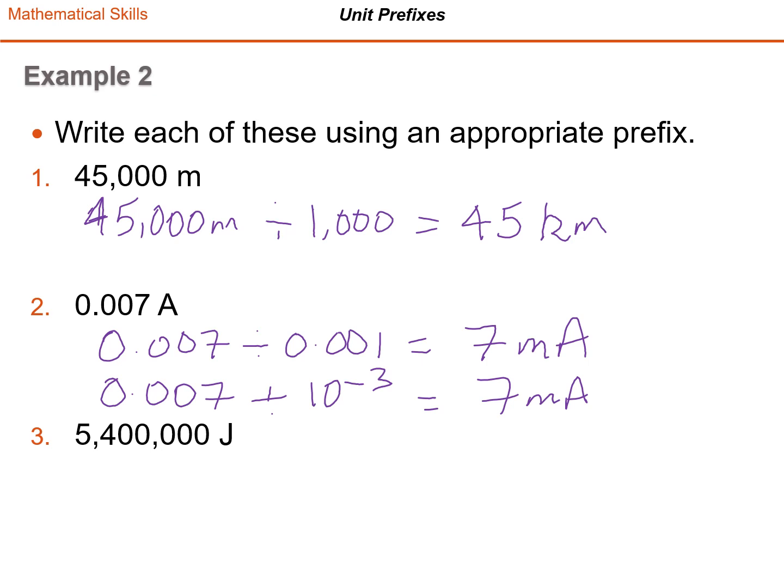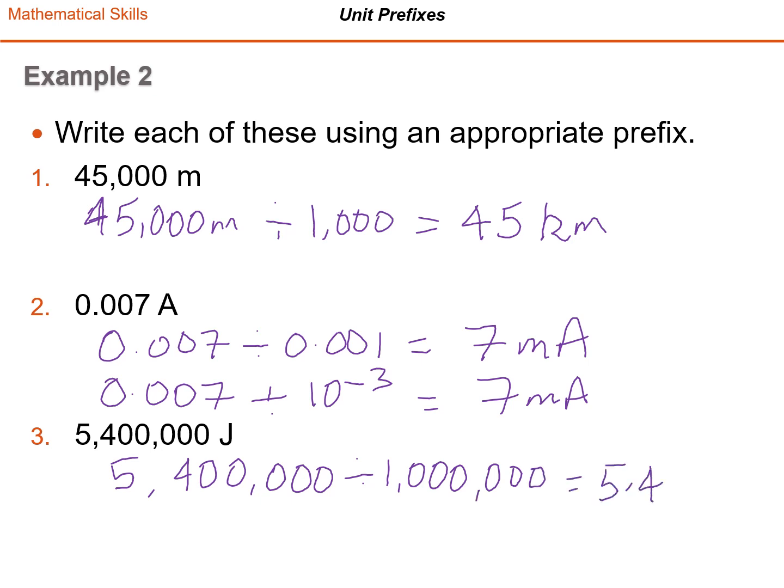So hopefully what you've realized here is this is around about a million. So we're going to do 5,400,000. I'm going to divide that by a million. And so that's going to be 5.4. And we remember that a million is represented by a capital M for mega. And so we've got 5.4 megajoules.